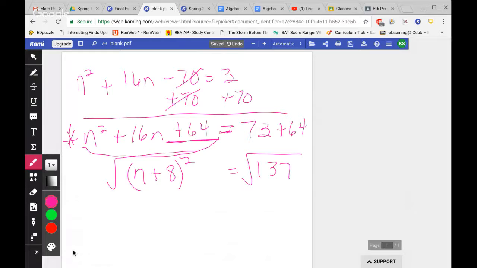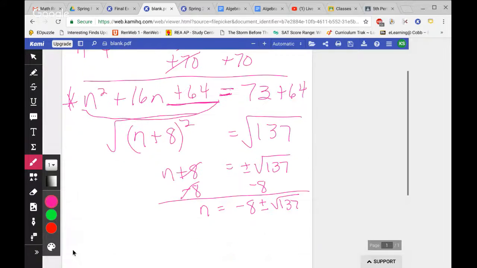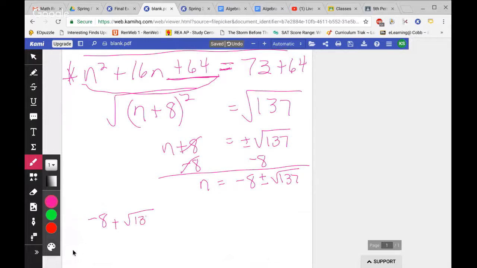And so n plus 8, the square root of n plus 8 squared is just n plus 8. And the square root of 137, you would do that check in your calculator like we did just a second ago with that second and then the square root button and 137, and you're going to find that it's not a perfect square. So you just put that plus or minus, that good old plus or minus that we love so much, that gives us our two answers. Okay. Plus or minus the square root of 137. Now you want to get the n all by itself. So you've got minus 8 plus or minus the square root of 137. So my two answers are this.